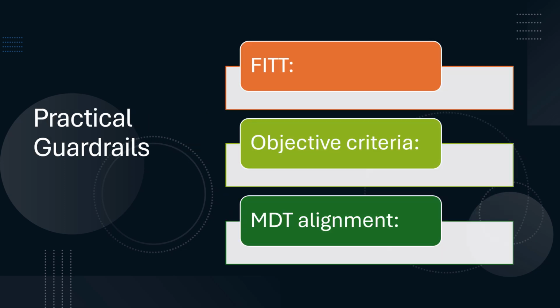So let's look at some practical guardrails. We've already explained what FITT is, so we only change 1 to 2 variables at a time. We prefer stepwise progression: load, volume, speed, complexity, chaos. Again, I've mentioned this a lot: we use objective criteria, clinical measures, so we know when to progress that patient, that athlete, that individual within their rehabilitation program.